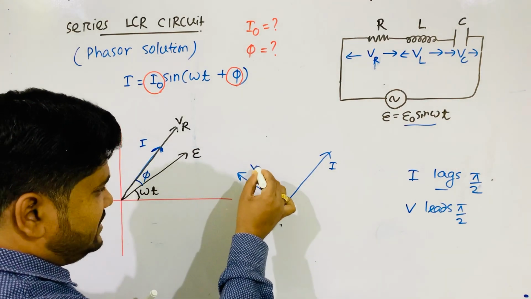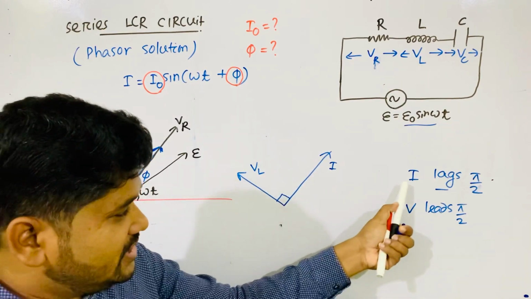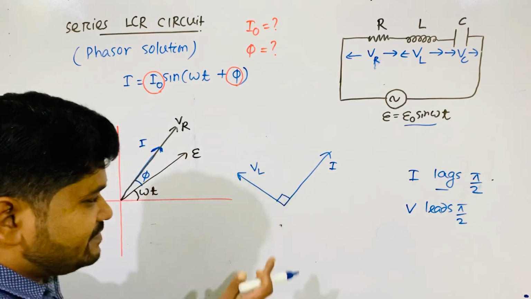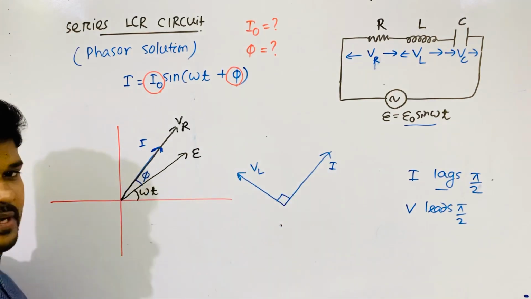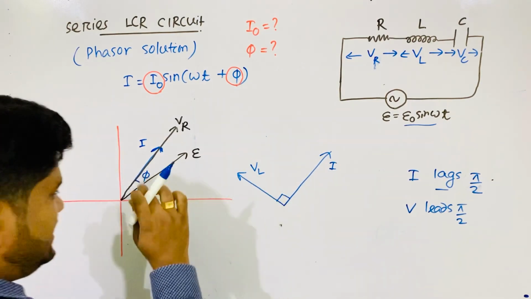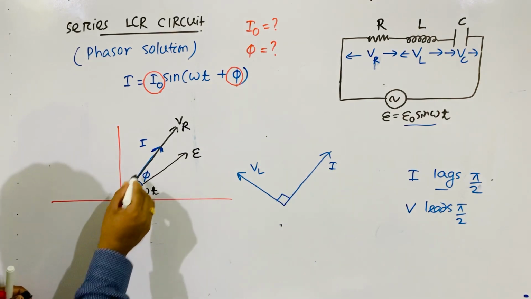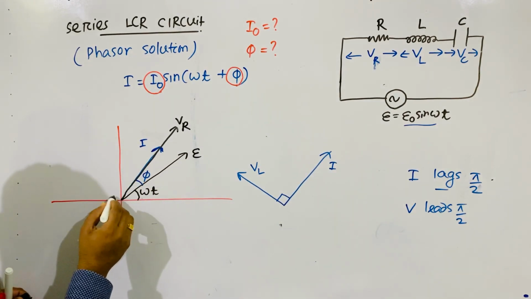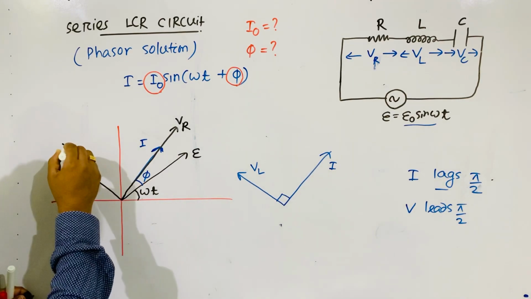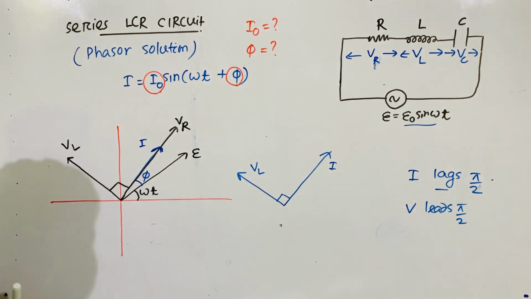This will be the voltage line of the inductor, VL. See, current lags by pi by 2, so voltage leads by pi by 2. If voltage leads, automatically current lags. So now let's draw the VL here. This is the current line. Draw it making an angle of 90 degrees with it. This is the VL. How much angle is this? 90 degrees with the current. This is the VL.